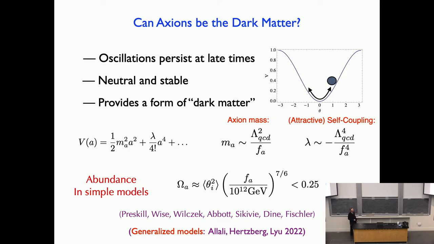If you Taylor expand this potential, there's expected to be a quartic term, which is typically negative, though not guaranteed. In simple models, the relic abundance of the axion, which if it is the dark matter should be about 25% of the universe, scales with the initial value of the field in the early universe squared, and then it has some non-trivial dependence on this scale of new physics f.